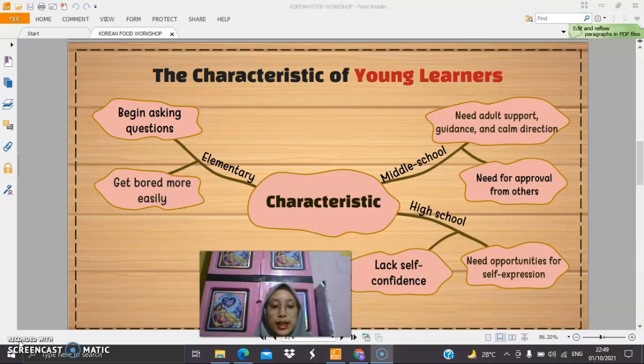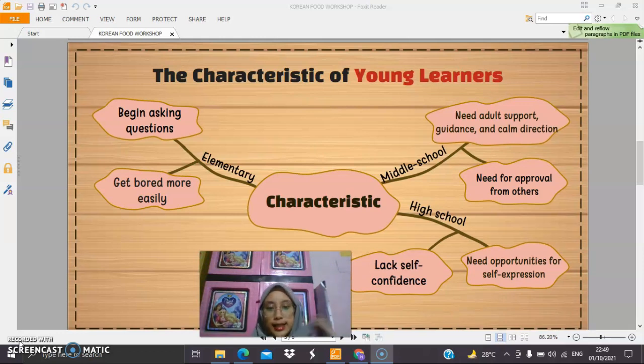And then the second, the characteristics of learners in middle school. At middle school, they need more support, guidance, and calm direction because usually in this stage they start to find it a little difficult to follow the lessons. So they need a lot of support from their parents and the surrounding environment.